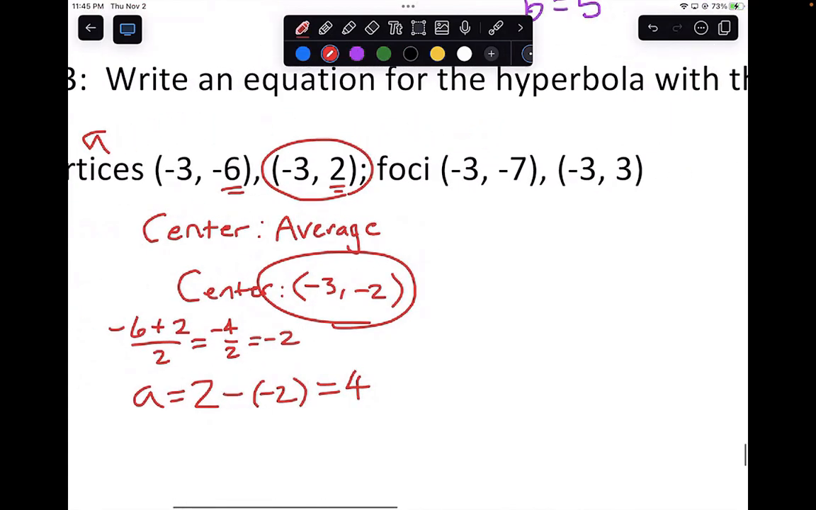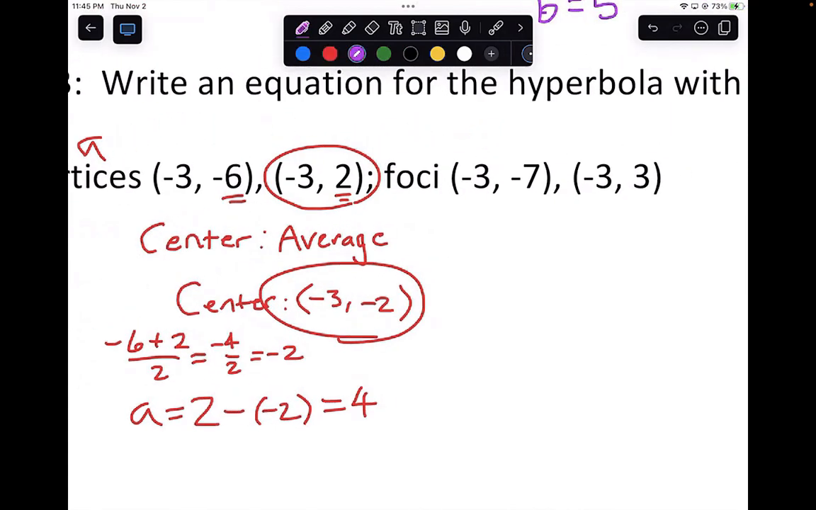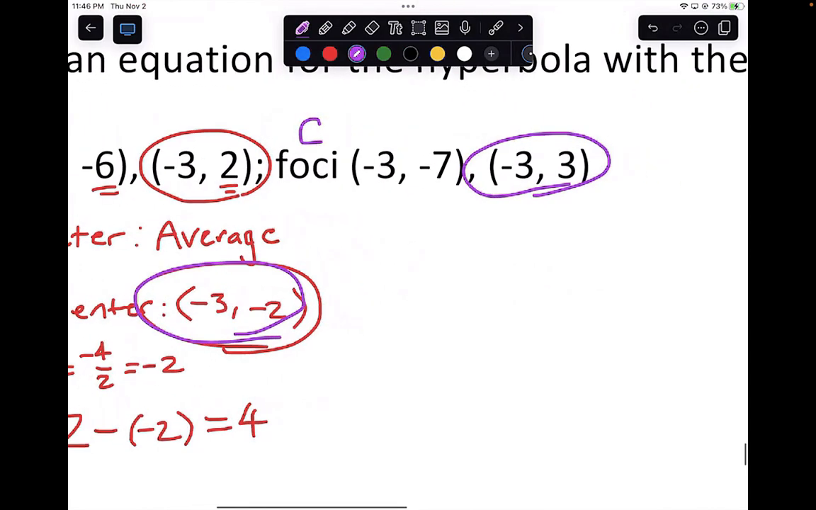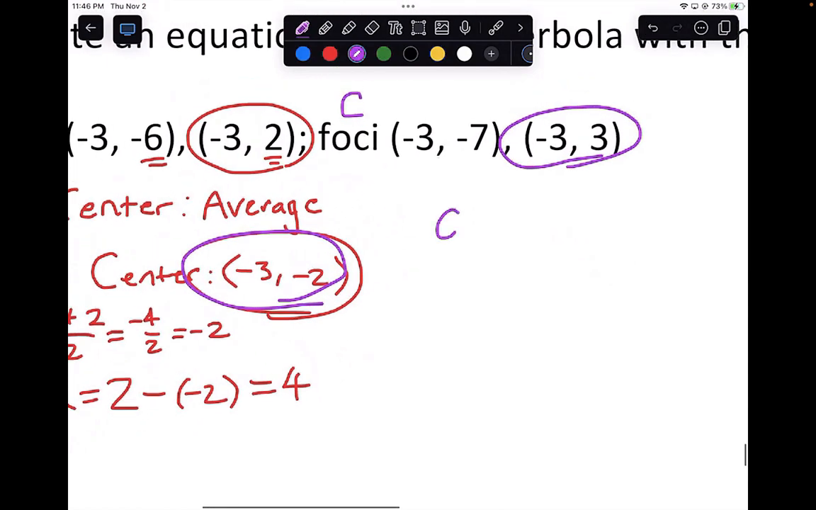Okay. Now, the C value is always tied into the foci. That's not going to help us right away with the equation, but we can use the -3, -2, and this value right here to help us find the C value. So for C, you take the 3, and then you subtract off the -2, so minus -2 like that, and then C will come out to 5.